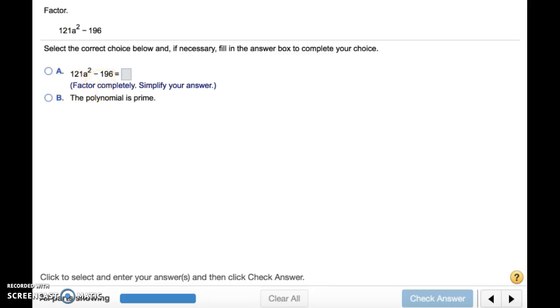So since they don't have anything in common, I can go to my 2 sets of parentheses, and I take the square root of this, which is going to be 11a, and put that at the beginning of both sets. I take 196 and the square root of that, which is 14, put that at the end, and then 1 becomes plus and 1 becomes minus. And that's your final answer, as long as this is subtraction and they're both perfect squares.